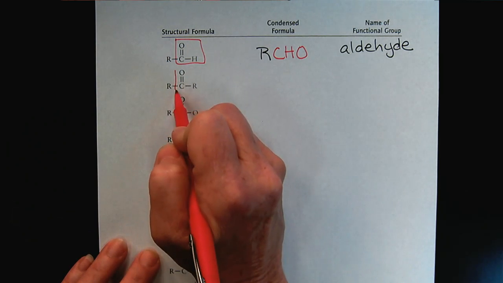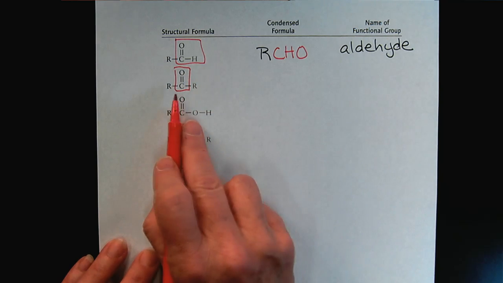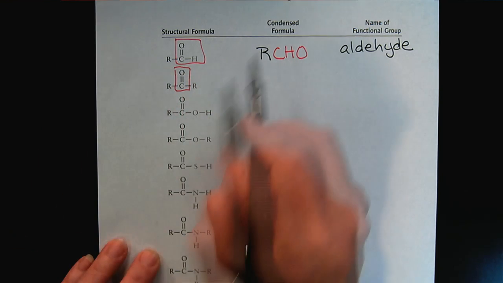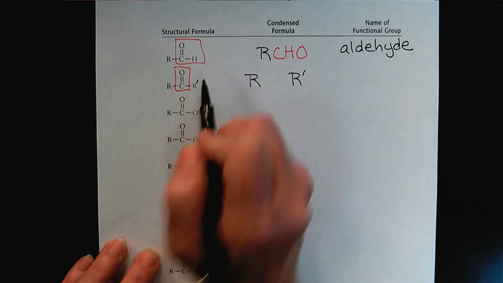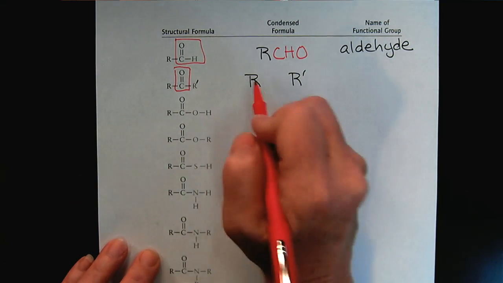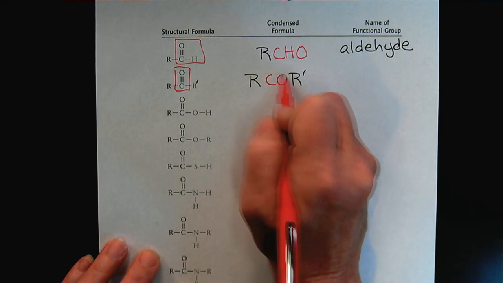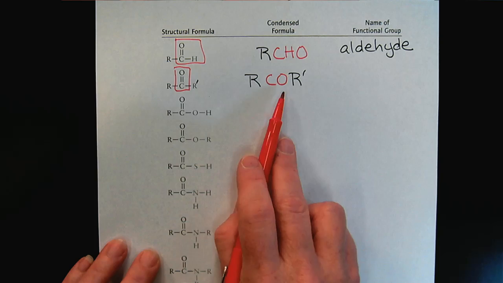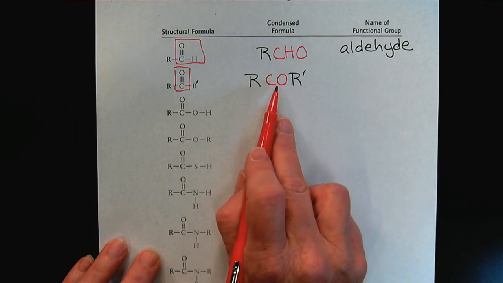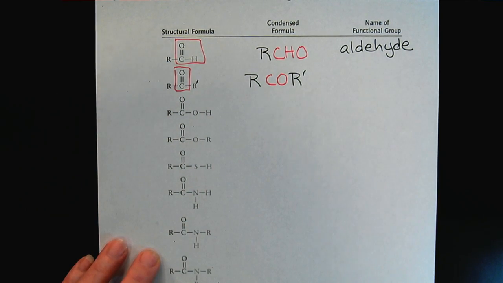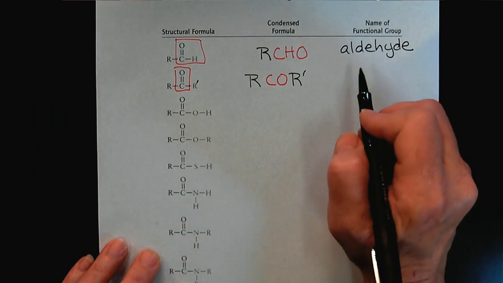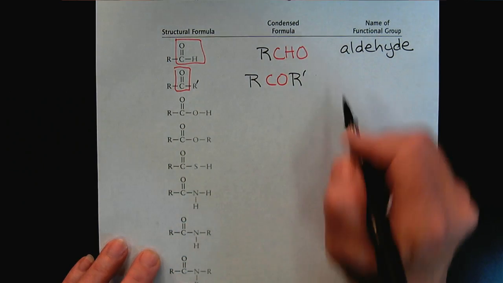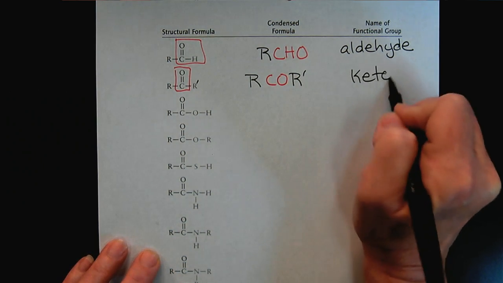Okay, now here we have the carbonyl sandwiched between two R groups. Of course the R groups may or may not match. And when we see a condensed formula with a CO in the middle, that is our flag that we have a carbonyl group. And in this case, when the carbonyl group is sandwiched between two hydrocarbon skeletons, we call it a ketone.